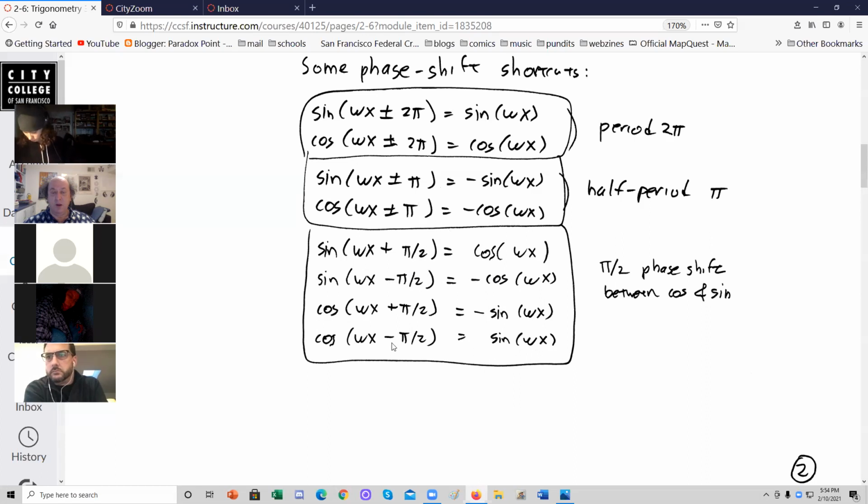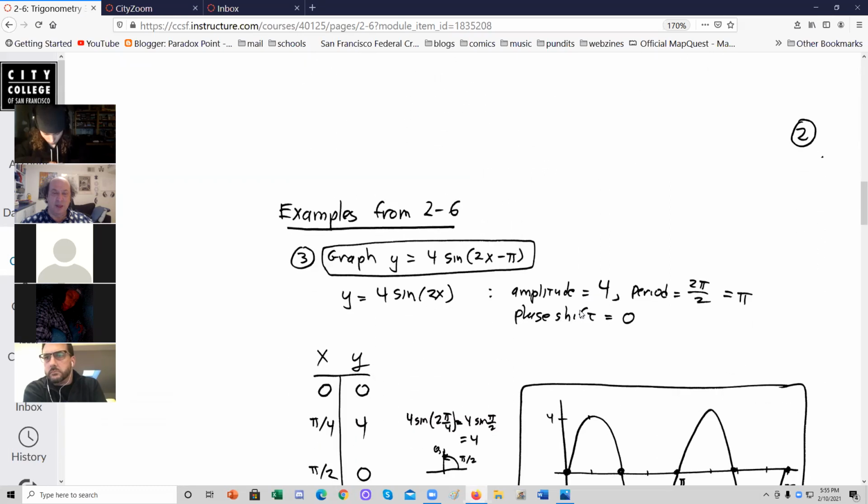And similarly, here cosine of omega x minus pi over 2 is sine, then cosine of omega x plus pi over 2 is minus sine. These differ by a phase of pi, which flips it over. So it's a pi over 2 phase shift between cosine and sine. And yeah, it can be a little hard to keep track of: is it plus or minus cosine, minus or plus sine? Okay, here we go, some examples.